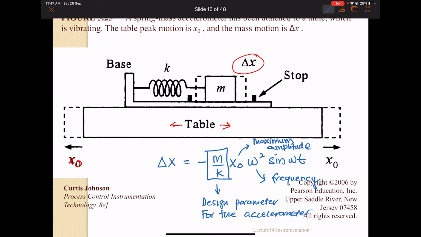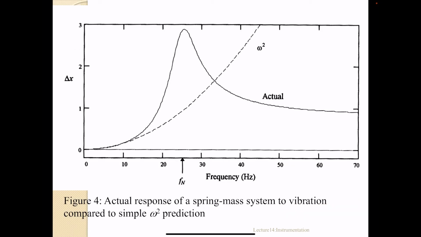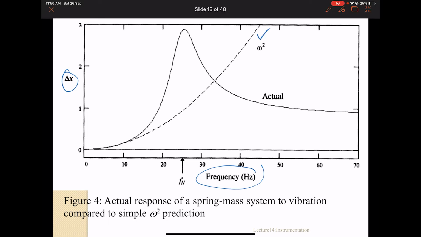is omega square. So when we plot the displacement of seismic mass versus frequency, this line here is using the equation that we derived just now. We can see that the displacement of seismic mass is increasing with the value of omega square.